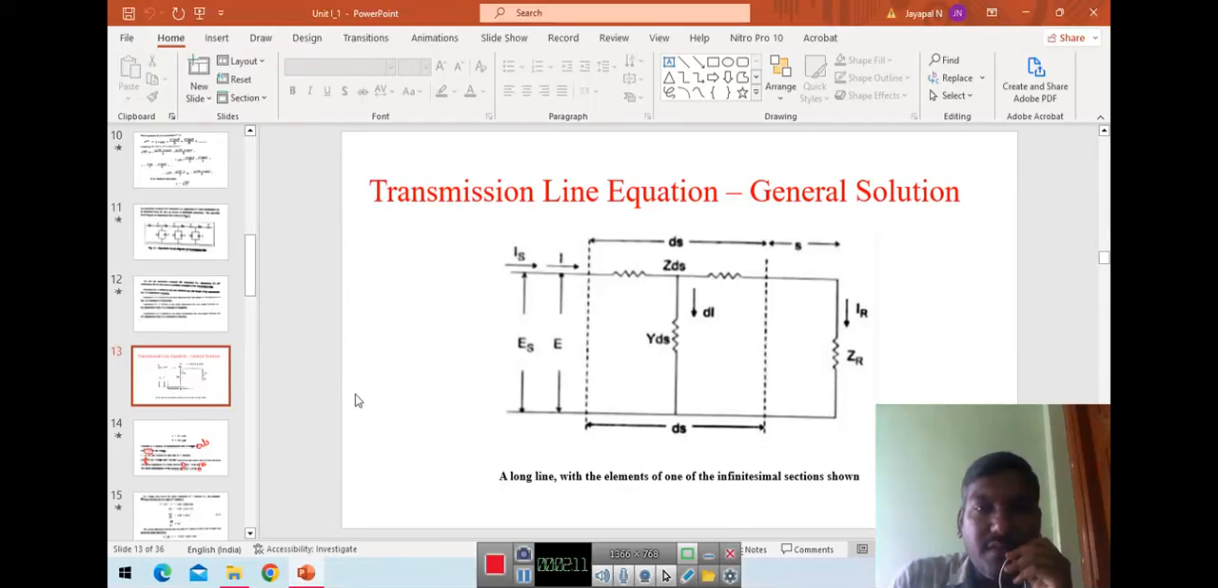And this diagram shows one portion of our transmission line T section, and the transmission line equation. We have a general solution for this, and the purpose of the general solution is that we can find the voltage and current at any point on the transmission line. At any distance we can measure the voltage and current of a transmission line. This is the main use of our general solution.